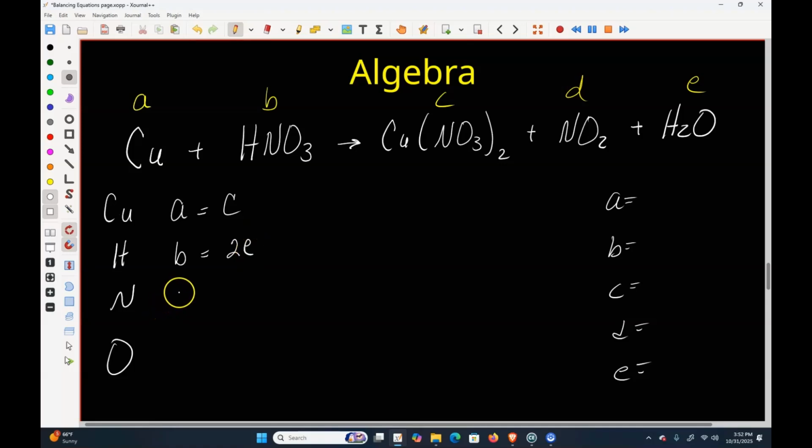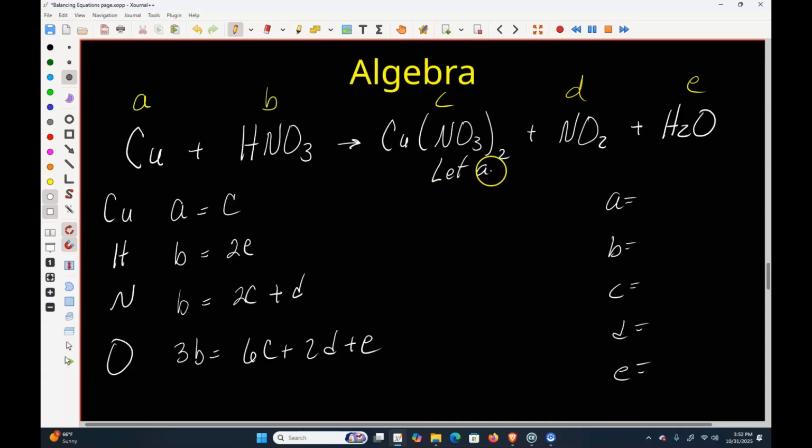For nitrogen, I have 1 in B. I have 2 in C plus 1 in D. Oxygens, I have 3 in B equals 6 in C plus 2 in D plus 1 in E. Okay, I'm going to let A equal 1. So A is 1, C is 1.